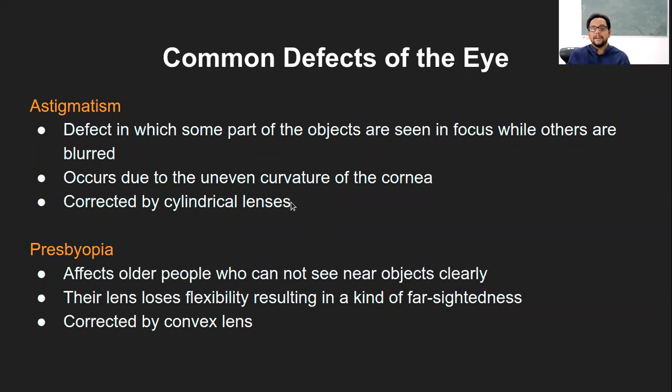Cylindrical lenses are literally those thick lenses that you would have seen, especially with children. You would have seen them. You have thick lenses? No? No.